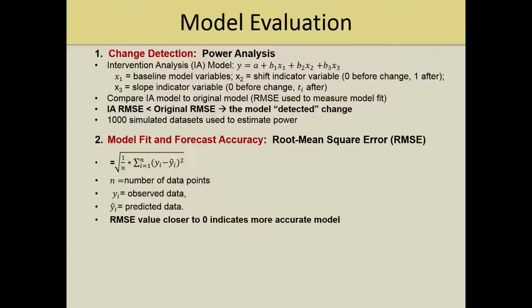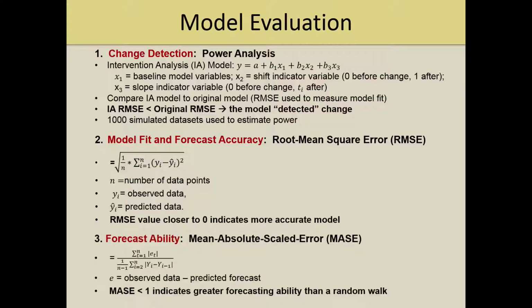The root mean squared error, you're familiar, we use to look at model fit and forecast accuracy. So a smaller value is better in this case. And finally, to evaluate the ability to forecast data by looking at 90% and then the other 10%, we used a MASE statistic, or a mean absolute scaled error. And in this case, a MASE value less than 1 indicates a greater forecasting ability than a random walk.